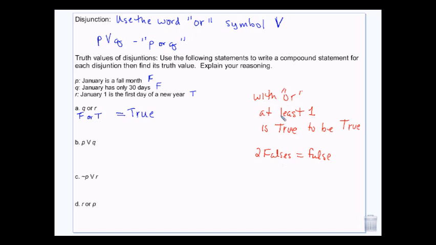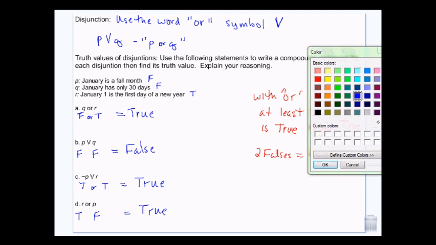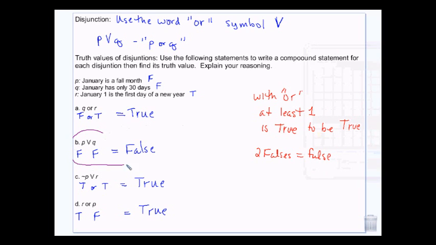Okay, so as long as we have one true, then the whole thing is true on an or. You have to have both of them be false for the or statement to be false. So if we look at P or Q, this is false or false, so the whole thing is false. Not P is true, and then true or true will give me true. And then R is true, P is false, true or false gives me true. So the only way that you get an or that's false is if both statements are false. If this one was true and that one was false, it doesn't matter. As long as one of them's true, it's still true with an or.